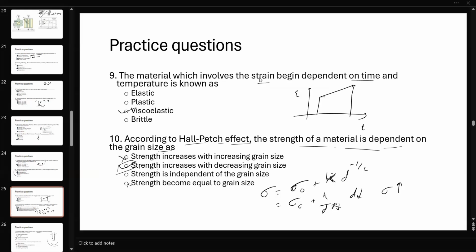A material whose behavior depends on time and temperature, that was your viscoelastic material. If you're maintaining a constant stress over time, your strain is changing due to the viscosity of your sample.